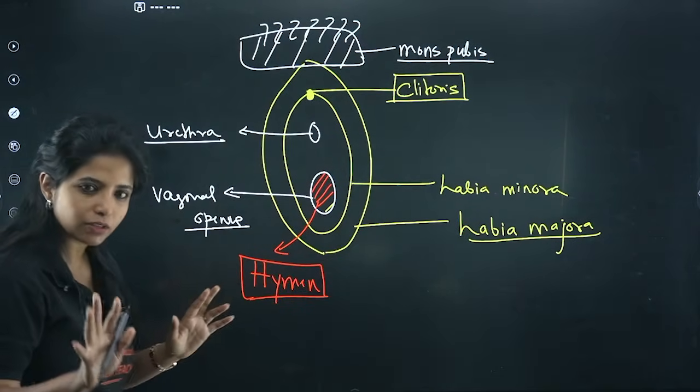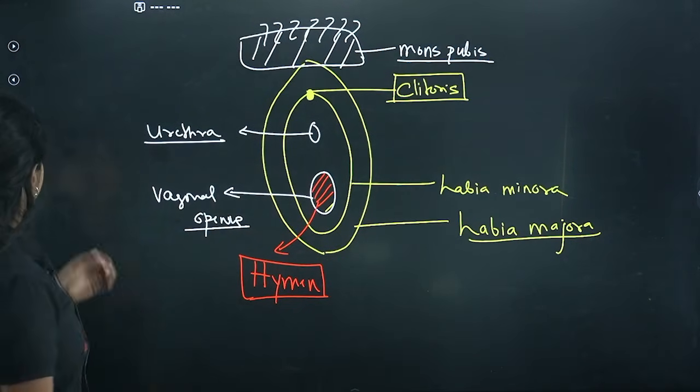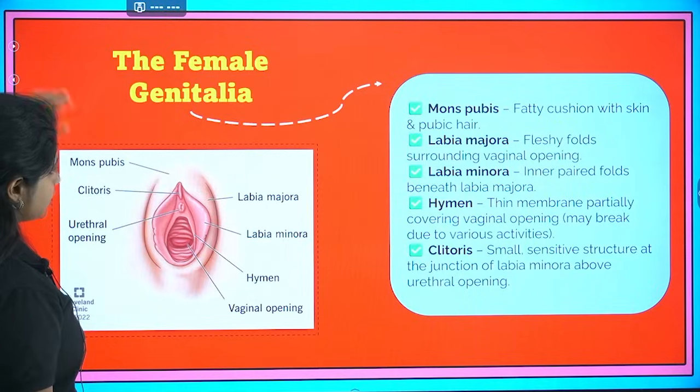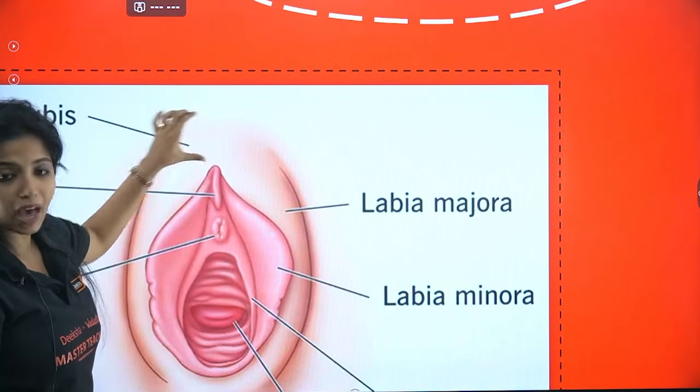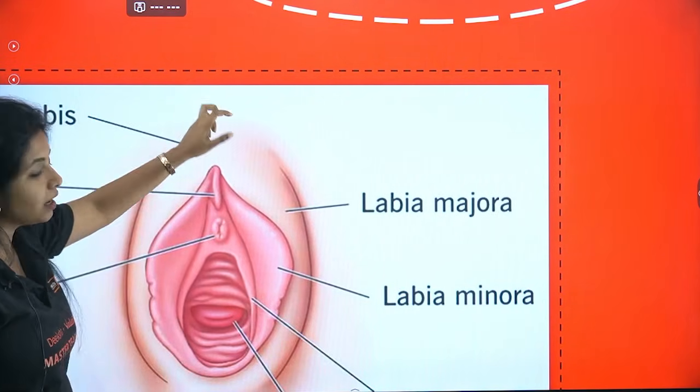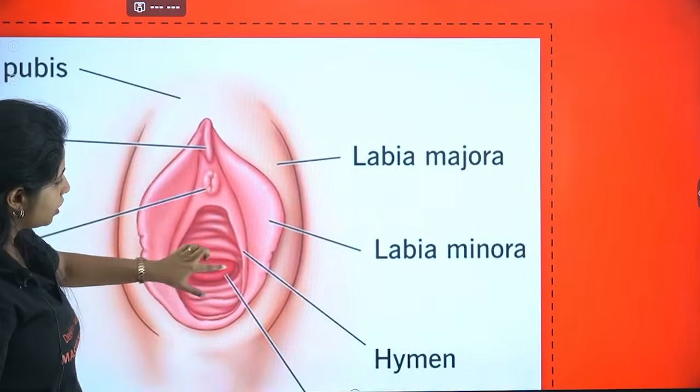This is also a frequent question that comes up. Okay, cool. So now we are going to read it up and see what it is. The exact thing I explained, this is how it actually looks. Here you would have the mons pubis, that is the cushiony layer where you will have the pubic hair. Here you have the vagina.